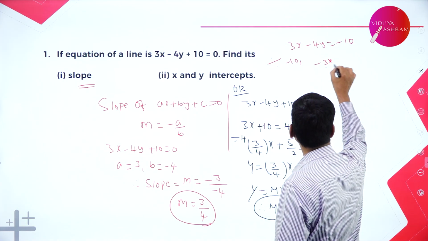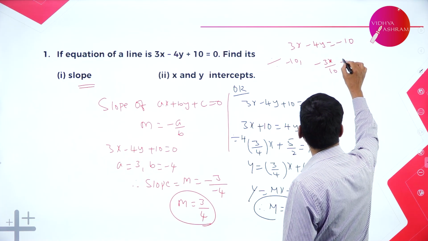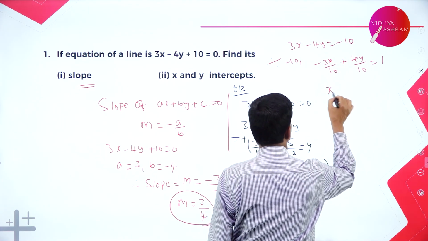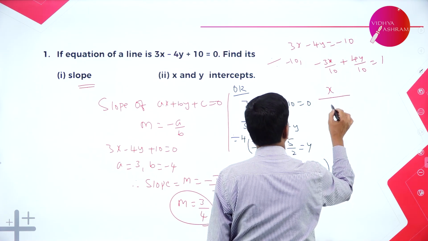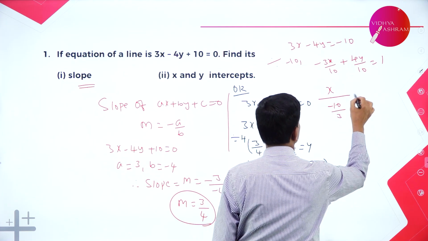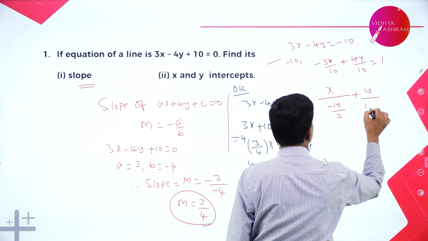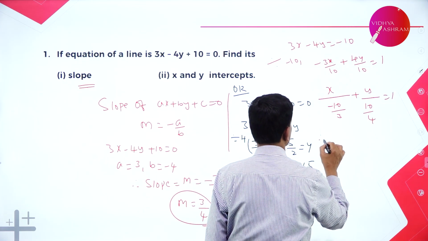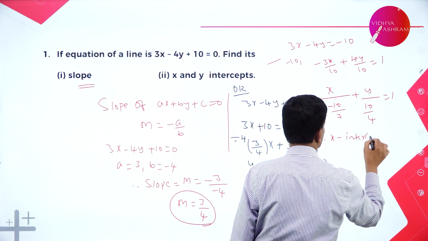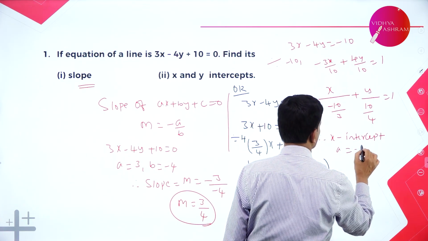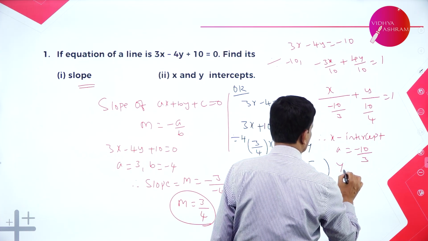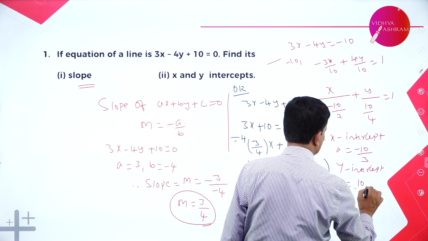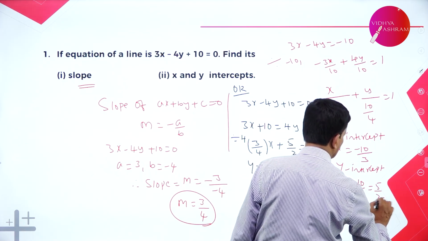Minus 3x divided by 10 plus 4y divided by 10 is equal to 1. So, this can be written as x divided by minus 10 by 3 plus y divided by 10 by 4 is equal to 1. So, therefore, you can say x intercept a is equal to minus 10 by 3 and y intercept b is equal to 10 by 4, or it is also equal to 5 by 2.